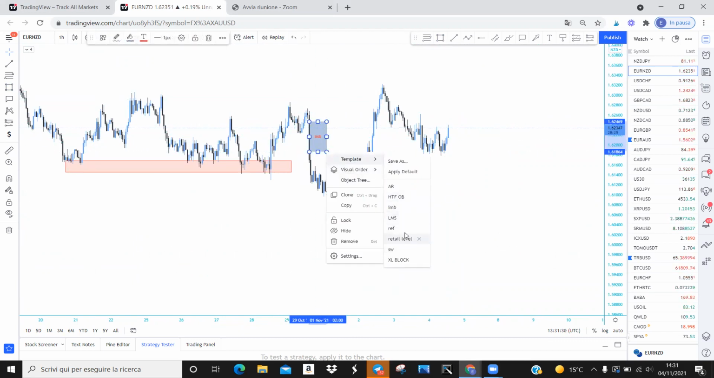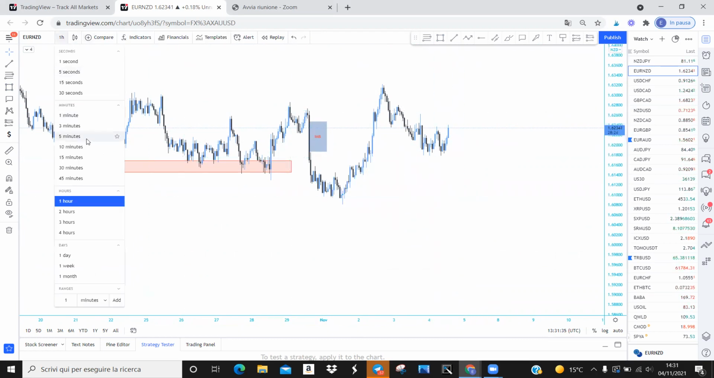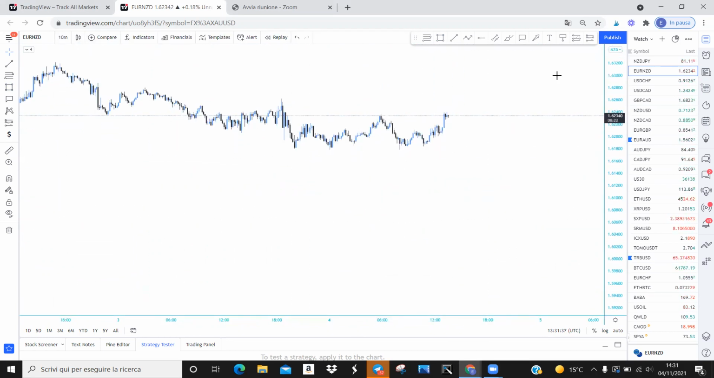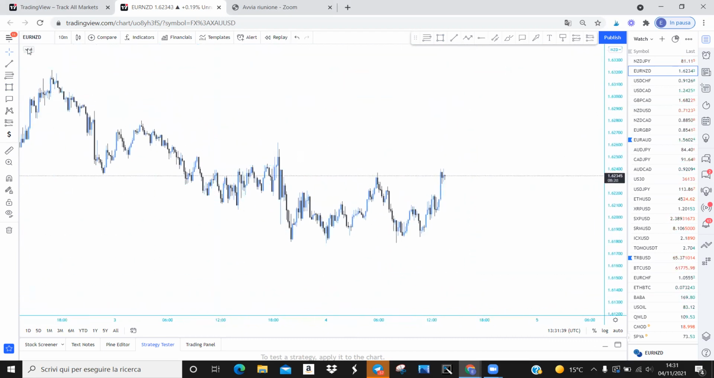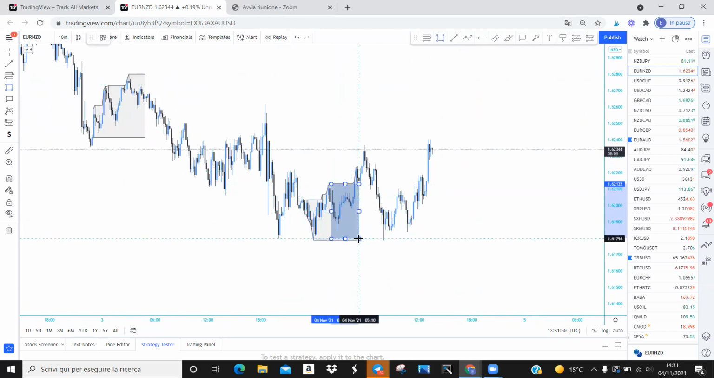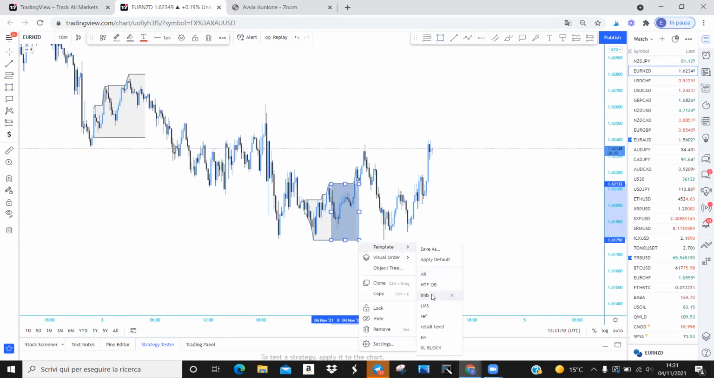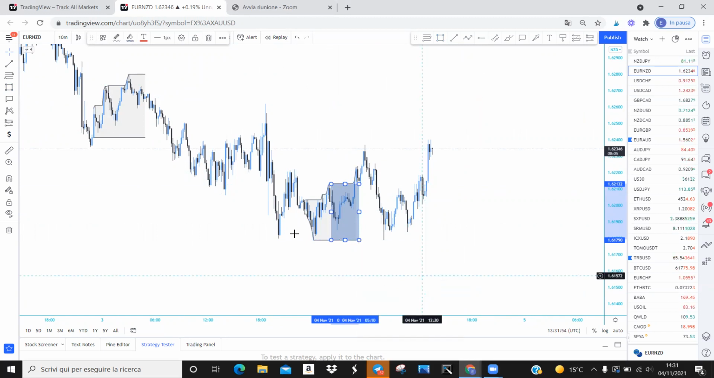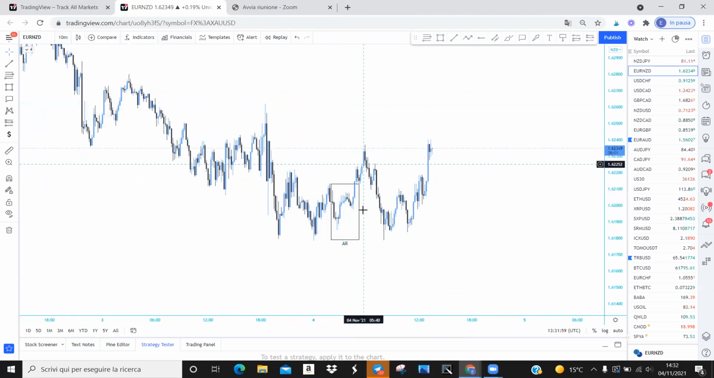Then we have AR. AR means Asian range. You will see during this course how the Asian range is used. So here we have the Asian range. Sometimes I don't like to keep the indicator for the Asian range, and I just draw my box from the top to the bottom of the Asian range, and I put AR, and so I can take off the indicator and I just have my Asian range right here.